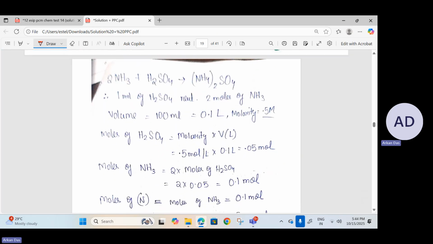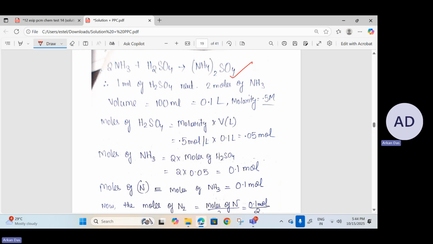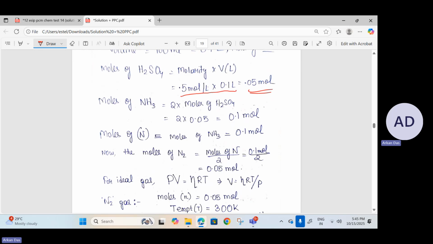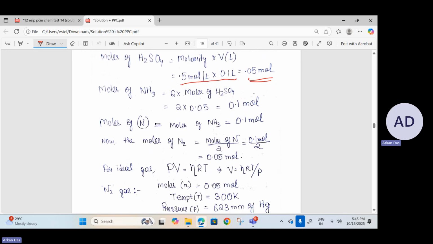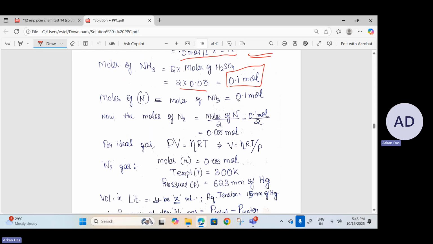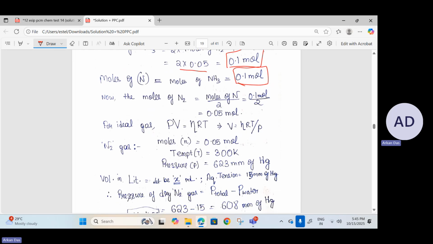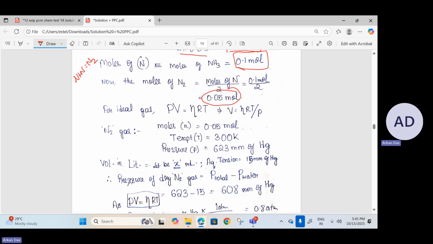We know that NH3 reacts with H2SO4 to form (NH4)2SO4, correct? Then 1 mole of H2SO4 neutralizes 2 moles of NH3. Absolutely right. Then moles of H2SO4 is going to give you how much? 0.5 mole per liter into 0.1 liter, that is 0.05 mole of H2SO4. Then the moles of NH3 is nothing but 2 into the moles of H2SO4, which is going to give you 0.1 mole. Then the moles of nitrogen gas: two nitrogen atoms come together to form nitrogen gas, that is N2 gas. That gas is coming out as 2 moles each, so 0.1 divided by 2, that is 0.05 mole.